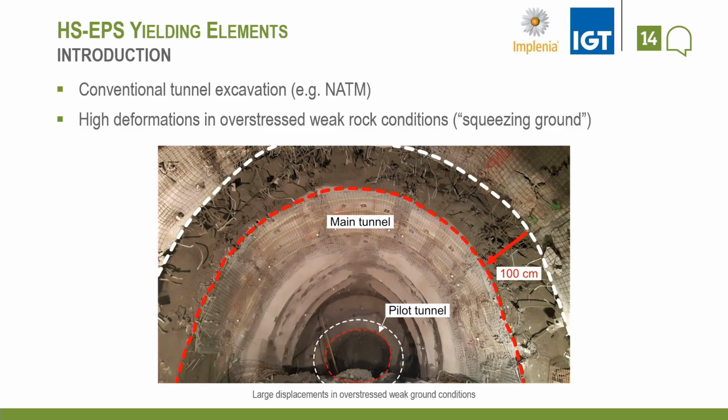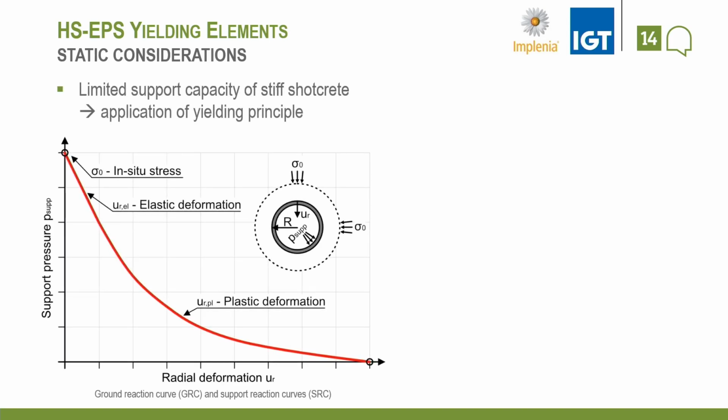And this brings me to the next step, why we should use a ductile lining system, for example, with yielding elements. You can see here a ground reaction curve showing on the y-axis the support pressure, on the x-axis the radial deformation. We start with a high initial in situ stress state, and with increasing advance of the tunnel, the excavated space starts to deform, and the support pressure which is required is reduced. So we have elastic deformations, and in such ground conditions also plastic deformations.